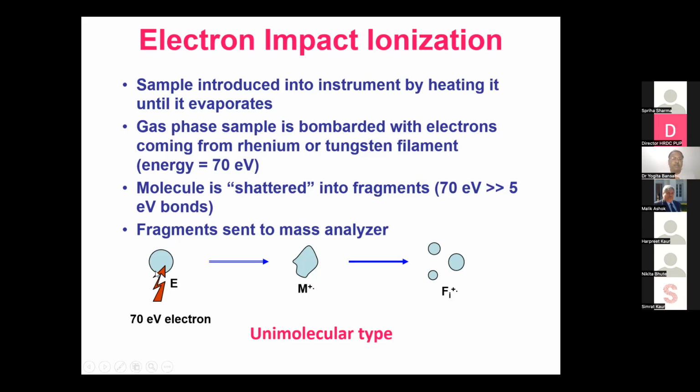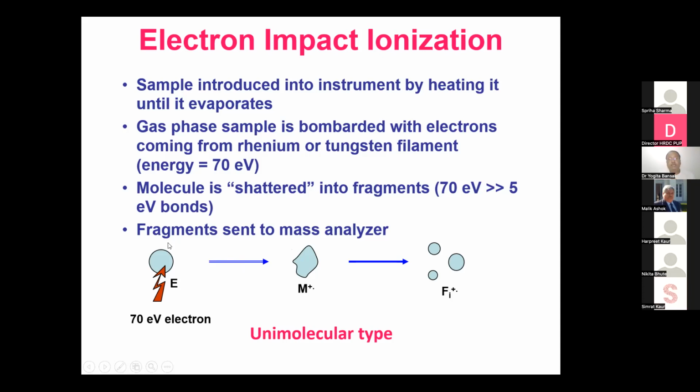Okay, so here is a molecule, and it is impinged by a high electron density. When it impinges on the molecule, it takes away one electron from it.